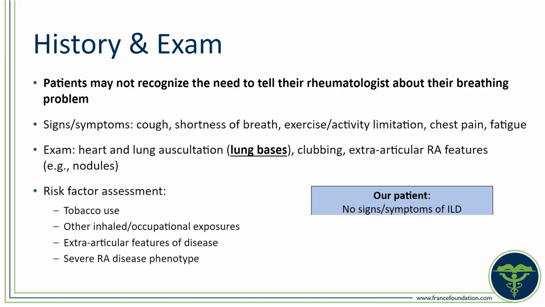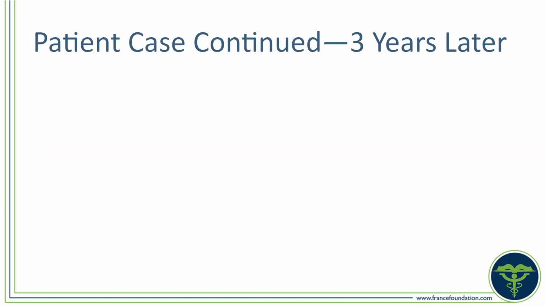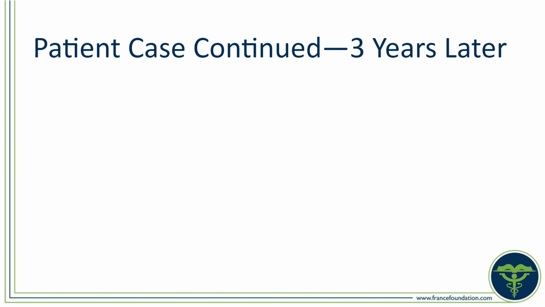So for our patient, if we go through and do these additional assessments today, what we'd find is there are no signs or symptoms of interstitial lung disease present. There's a normal respiratory focused exam, the lungs are clear to auscultation, and none of these risk factors are present. Now, this patient returns to your clinic approximately 3 years later. She's here for follow-up of her rheumatoid arthritis.